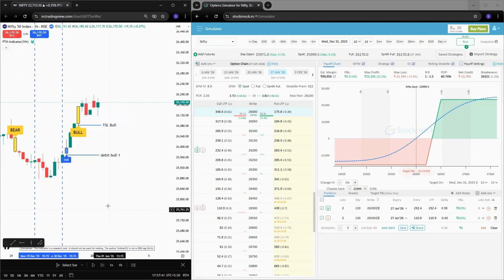TSL bull means all my bullish positions, I have created a trailing stop loss. Simple. So here, what have I used your big signal for? I have used it for trailing stop loss only. I have entered a position after my entry. If I have the same bullish signal, then I will trail my stop loss. Throughout this example, you will understand clearly how I use trailing stop loss here.